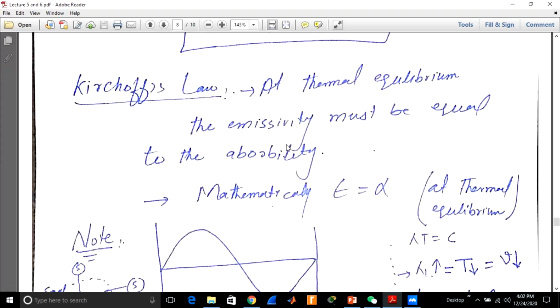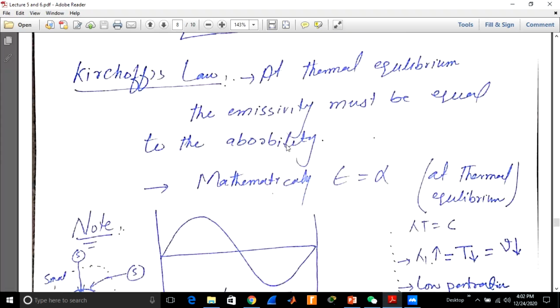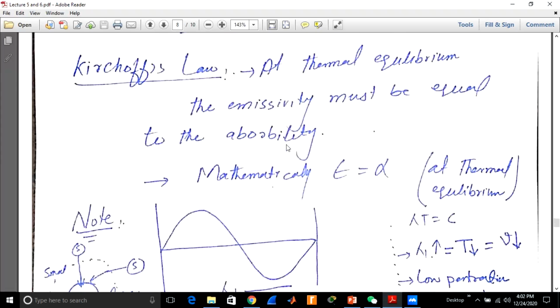So Kirchhoff's law. Kirchhoff said that if there is a thermal equilibrium. What is meant by thermal equilibrium? Thermal equilibrium means that when we radiate energy to the body and no energy reflects back, this is called thermal equilibrium. So in this case, the amount of energy radiated toward the body is equal to the absorbed energy, and this equation mathematically says that emissivity is equal to absorbability. So this is called Kirchhoff's law.